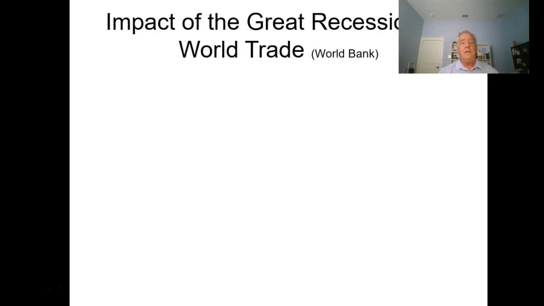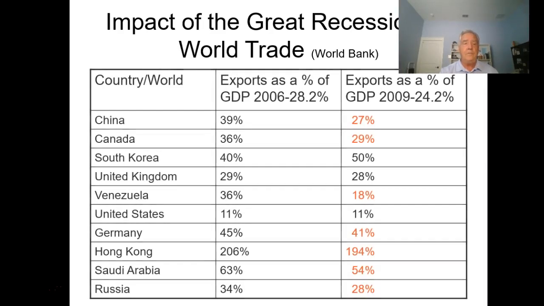Okay, impact of the Great Recession on world trade. Let's take a look at that. This is statistics put out by the World Bank. So you'll see down the left-hand column the countries that they measured: China, Canada, South Korea, United Kingdom, Venezuela, United States, Germany, etc., and Russia. So exports as a percent of world GDP in 2006, before the Great Recession hit in 2008, as an average, we were 28.2%, almost 30%. But as of 2009, a year after, we're down to about 24%.